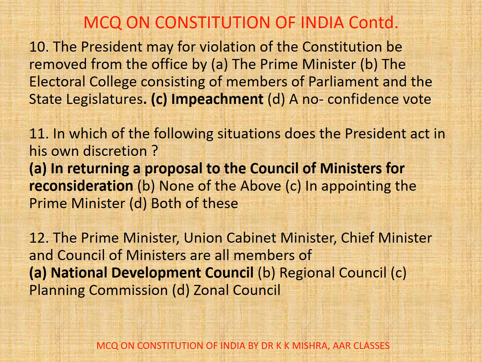Question number 11. In which of the following situations does the President act in his own discretion? A. In returning a proposal to the Council of Ministers for reconsideration, B. none of the above, C. in appointing the Prime Minister, D. both of these. Correct option is A. in returning a proposal to the Council of Ministers for reconsideration. Question number 12. The Prime Minister, Union Cabinet Minister, Chief Minister and Council of Ministers are all members of A. National Development Council, B. Regional Council, C. Planning Commission, D. Zonal Council. Correct option is A. National Development Council.